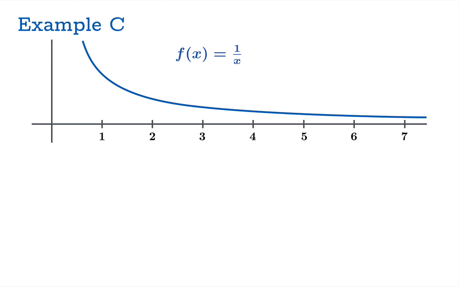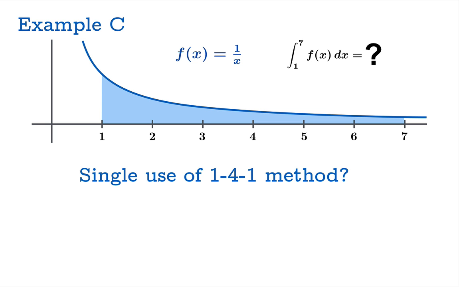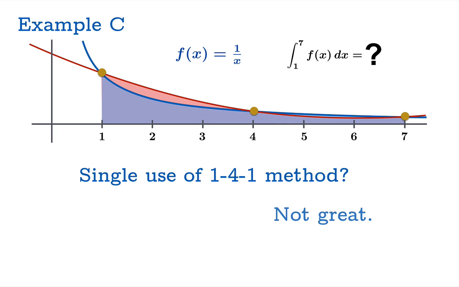Suppose we have the function 1 over x, and we're considering an approximation of the integral of f from 1 to 7. So we could try to use the 1-4-1 method throughout the whole interval. But if you fit the quadratic to the sample points, you'll see that the fit is just not that great. So let's not try to use a single application of the 1-4-1 rule.